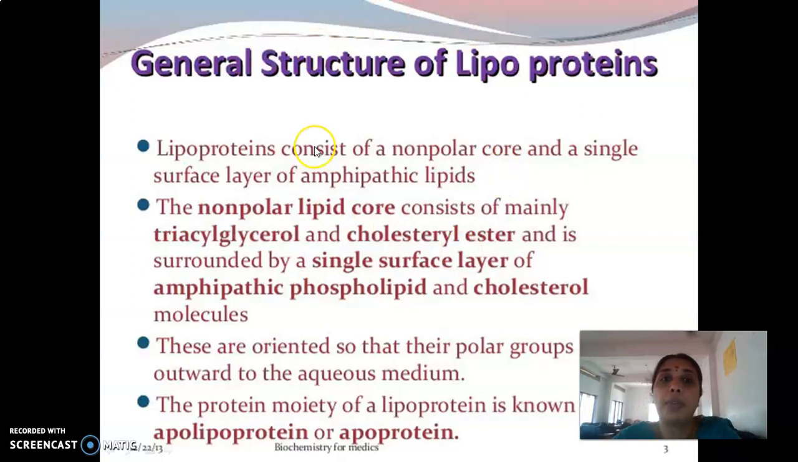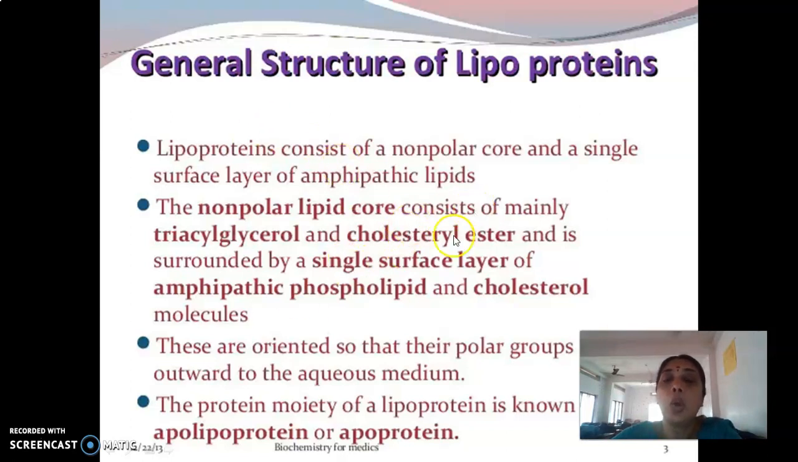Now, what's the structure of a lipoprotein? We have already said a lipoprotein consists of a non-polar core and a polar exterior, right? The exterior part is made up of phospholipids that are partially miscible, that is, having both a polar part and a non-polar part, along with free cholesterol. That forms the exterior portion. Along with the phospholipids and free cholesterol, it also has apoproteins bound to them, right?